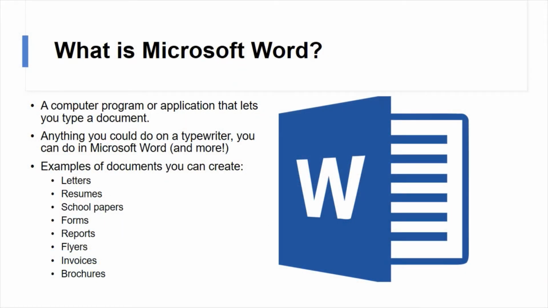So what is Microsoft Word? Microsoft Word is a computer program, or you might also hear a computer program called an application, that lets you type a document. It's very similar to a typewriter in that way. Anything that you could type on a typewriter, you can also do in Microsoft Word. And you can do even more than that because it gives you the ability to do things like insert pictures or change the way your text looks, all kinds of really great things.